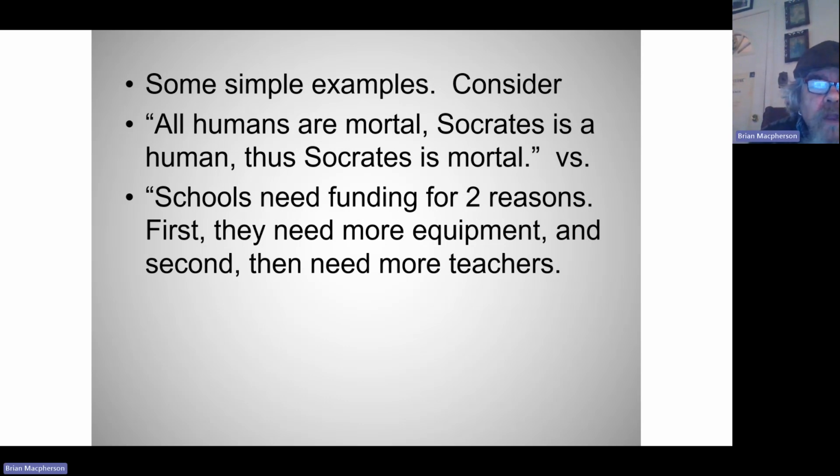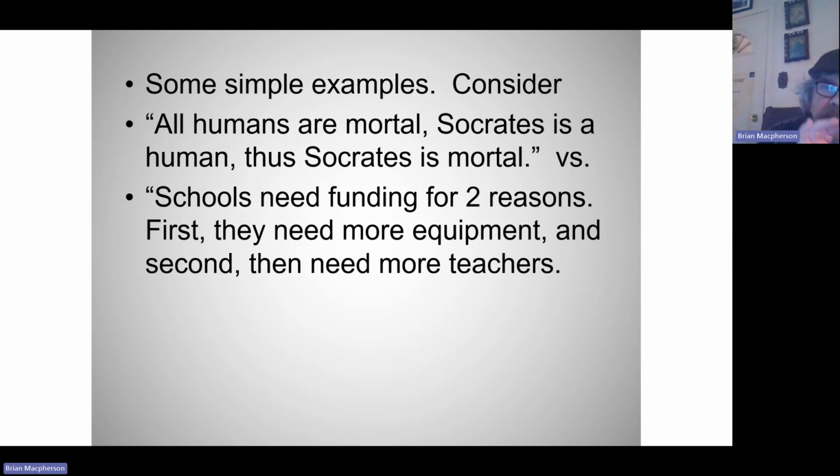Consider I've got 2 arguments here for you. All humans are mortal. Socrates is a human, thus Socrates is mortal. You'll recognize that again as predicate instantiation. Consider argument number 2. Schools need funding for 2 reasons. First, they need more equipment. And second, they need more teachers.